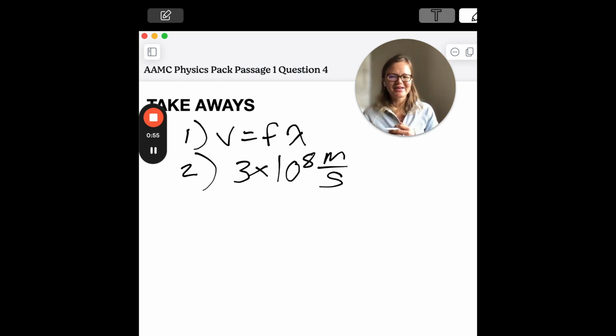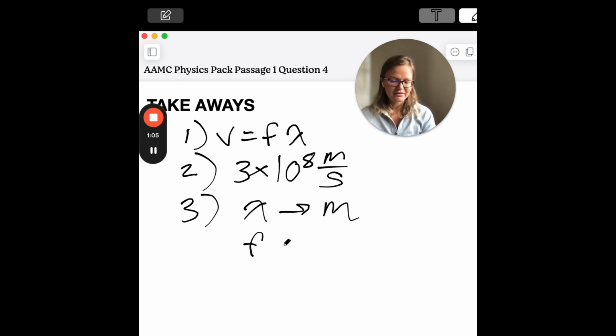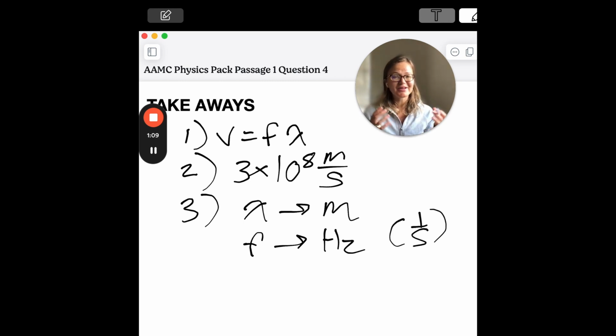And then our last takeaway is going to be units. We said that our units for wavelength are going to be meters. So wavelength is going to be measured in meters. Our units for frequency is going to be hertz, which is the same as 1 over seconds, but our SI unit is going to be the hertz there. And our unit for velocity, of course, is meters per second.